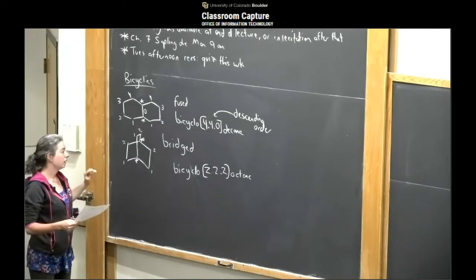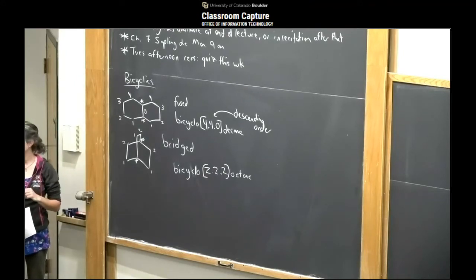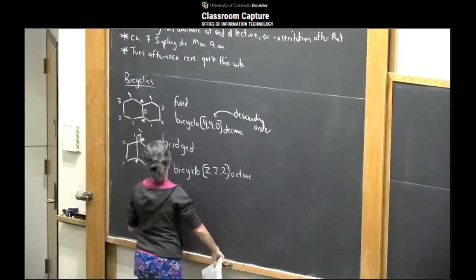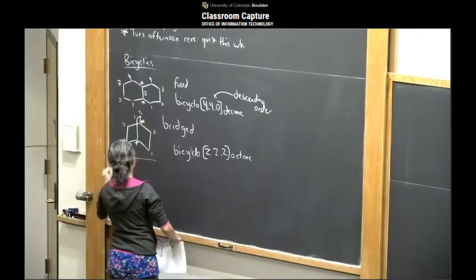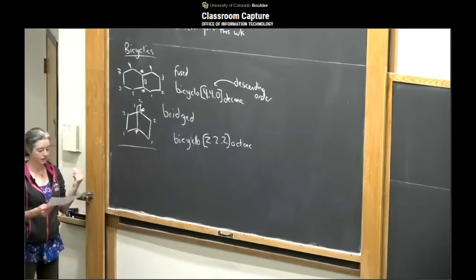Okay, so any questions about these two systems, which are really honestly the same system? Okay, cool. So fused and bridged get treated pretty much the same. Spiro is kind of the weird one out because it doesn't have two bridgeheads, it just has the one central atom.